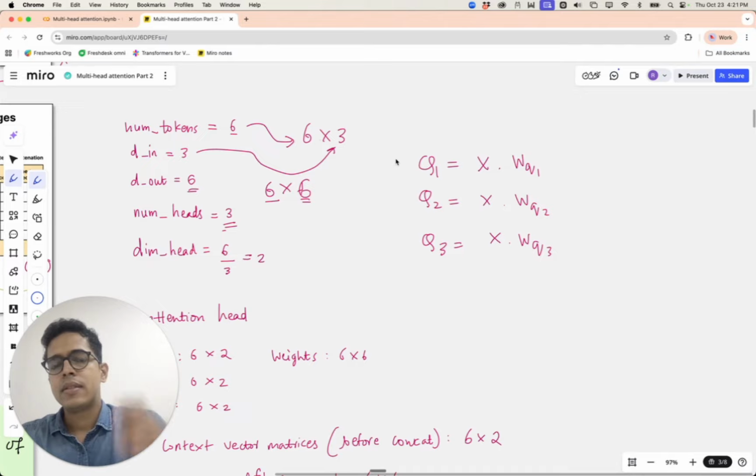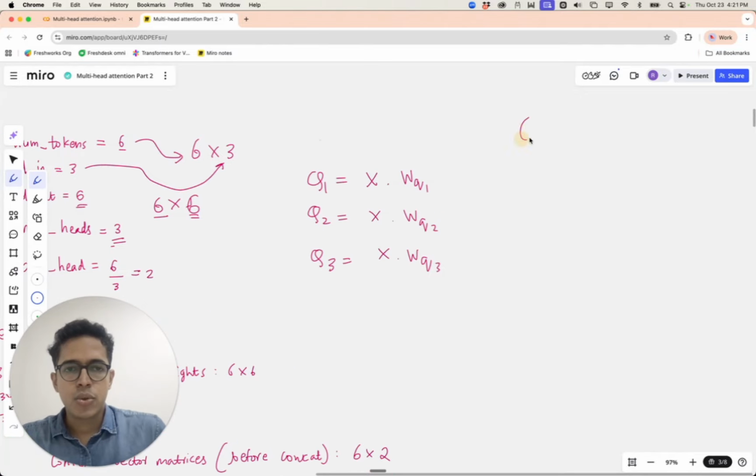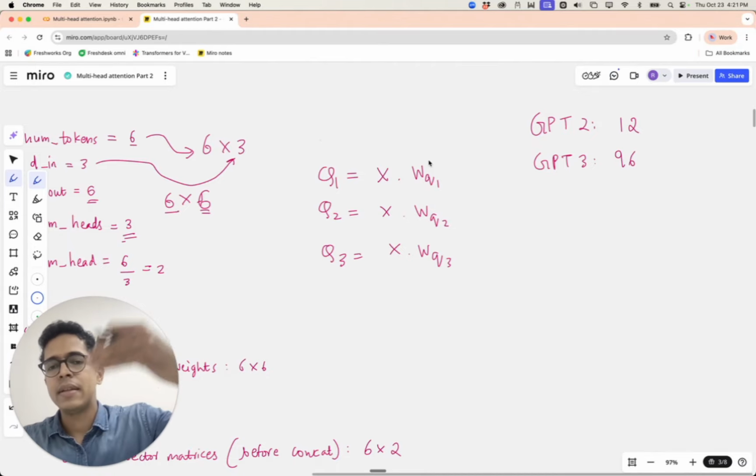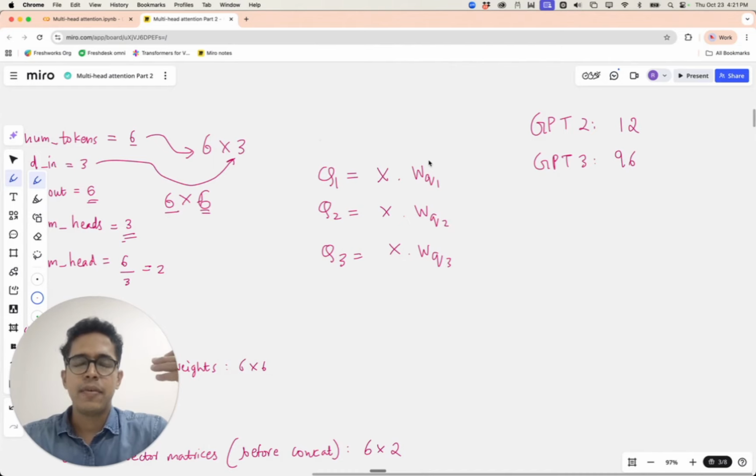The problem here is, in the GPT-2 small version, they had 12 attention heads. In GPT-3, they had 96 attention heads. So now imagine I have to perform this calculation 96 times to calculate my query vector in each of the 96 attention heads. It's very inefficient. It's not very scalable because we'll have to do this using a for loop. So looping is not a very efficient operation, unlike matrix multiplication.